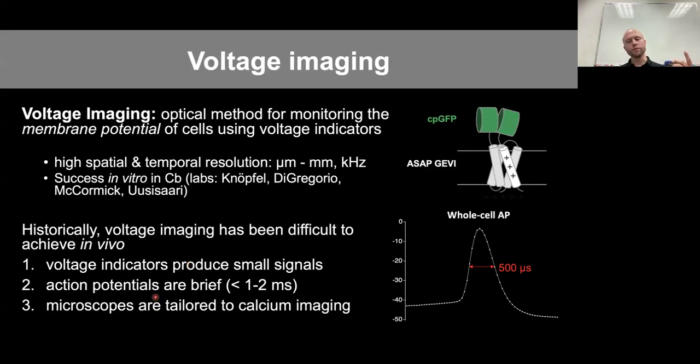Another issue with voltage imaging is that the signals we're trying to image are extremely brief, right? Action potentials are less than 1 to 2 milliseconds long. And so in order to capture them, you need an imaging system that is extremely fast. And then a third, probably less appreciated problem with trying to do voltage imaging, especially in vivo, is that the microscopes we've all invested in over the past 10 or 15 years are really tailored to calcium imaging. And so we need to use new imaging techniques to address this problem.